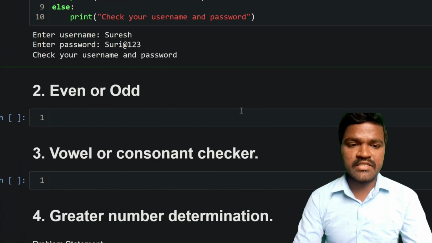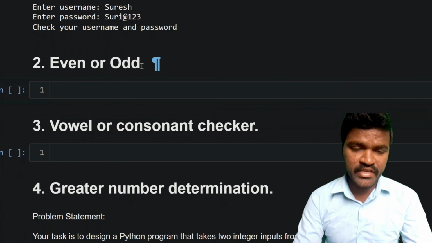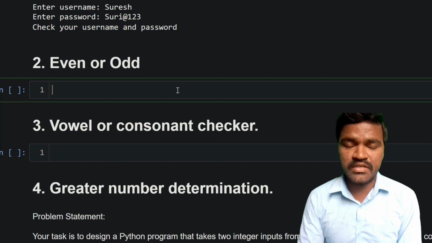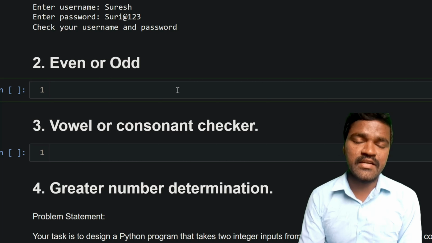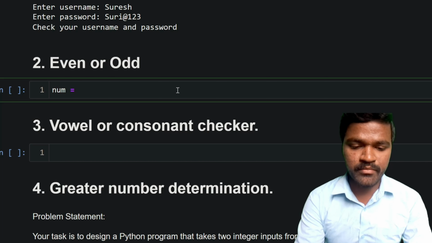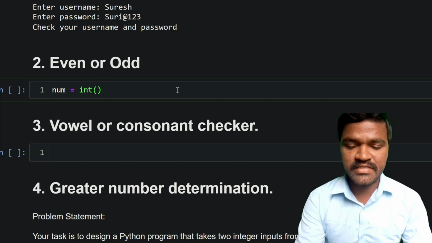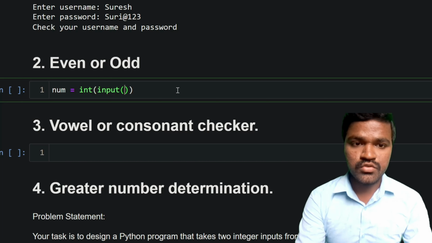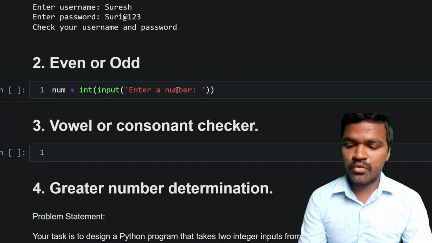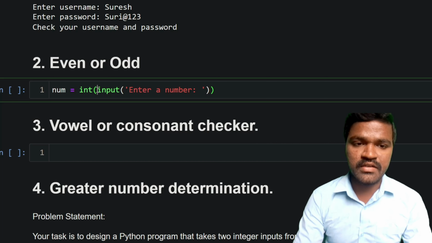We will go ahead and see one more example, which is even or odd. What we are doing here is taking an input number from the user and checking whether that number is even or odd. For that I need a number, so I am reading a number with input int. I need an integer number, so I am typecasting the input to integer. Enter a number. By default, input takes a string value. I am converting the string value to an integer value because I want a number.